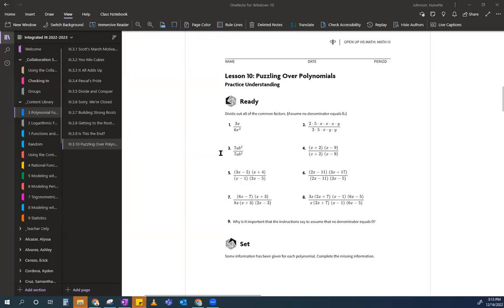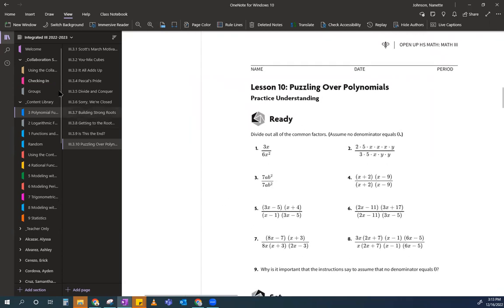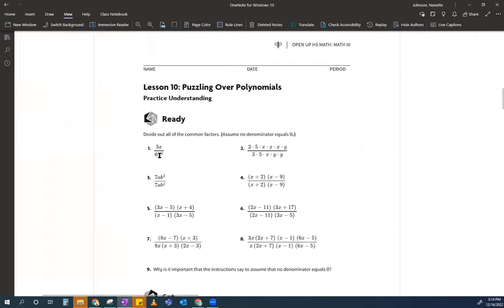We're going to go over 3.10, 3, 6, 8, and 9. And so what we're really doing here, and I need to make this a tad bigger, is we're trying to simplify it. And it says divide out all the common factors and assume no denominator equals 0.